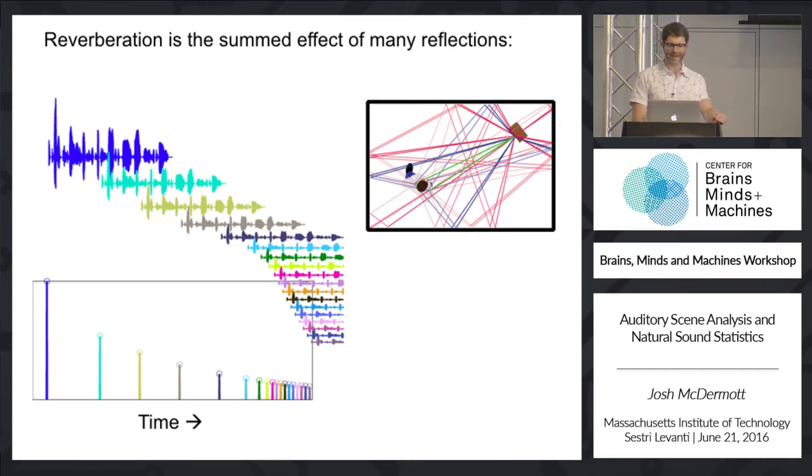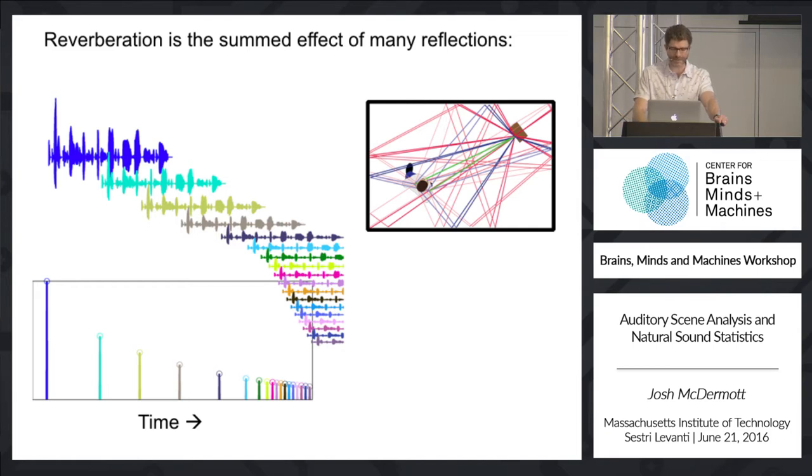And because the path lengths of these paths that involve reflections are longer, they involve effectively delayed copies that get sent to your ears that overlap with the direct copy. So if the speaker's broadcasting speech, for instance, you might get this blue waveform that's coming directly from the speaker, and then a little bit later, one of the reflections will arrive, and then a little bit later, another one will arrive, and a little bit later, and so on and so forth. And all these things just add together.